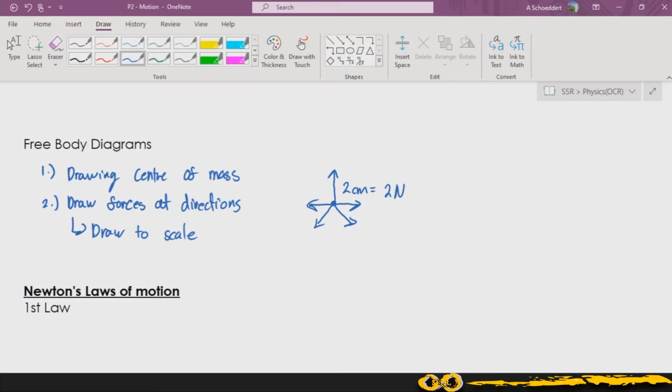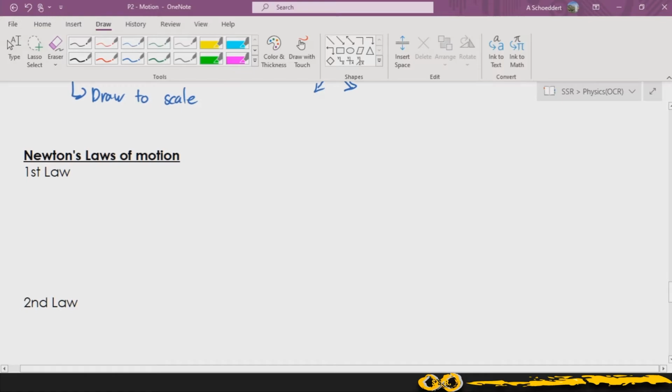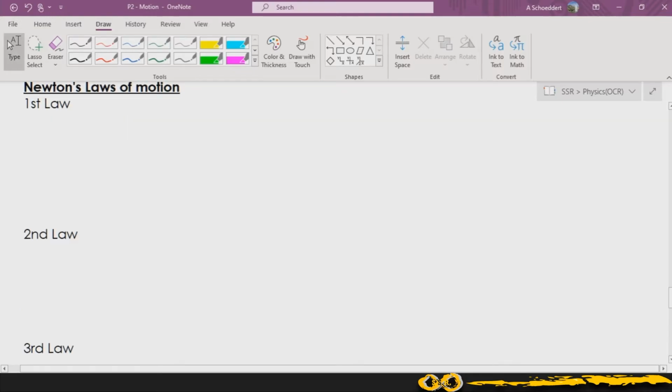Speaking of Newton, Newton was the scientist who came up with 3 laws of motion, which have become absolutely critical to our understanding of physics. The first law is also known as the law of inertia. It says that an object is going to keep doing what it is already doing, or as you might have heard it, an object at rest stays at rest, and an object in motion stays in motion.